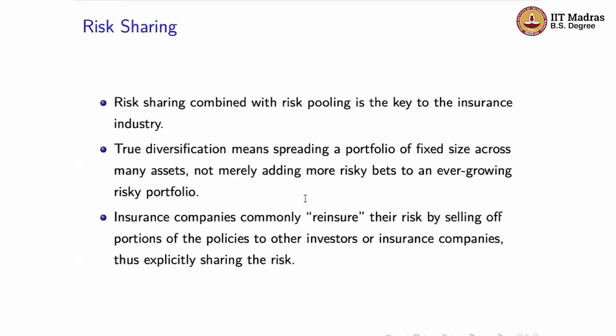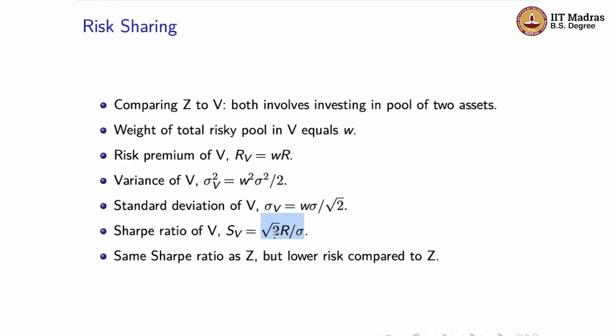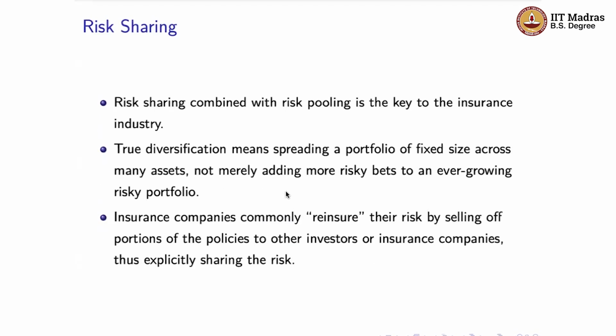So what this says is that risk pooling on its own is not enough to reduce the risk involved in selling insurance. But if you combine risk sharing with risk pooling, that helps you achieve what you want. If you have the risk sharing strategy, you can generalize this to n things. Then you can see that by increasing the number of assets that you are selling, the Sharpe ratio can be improved, and the variance goes down, in the sense that a higher number of assets leads to lower variance. So diversification in the context of the insurance industry means that you are spreading a portfolio of fixed size across different assets, and you're not just merely adding different risky bets to an ever-growing risky portfolio.